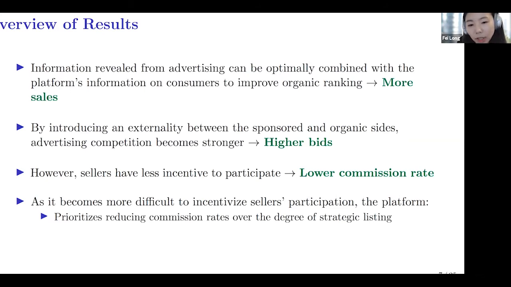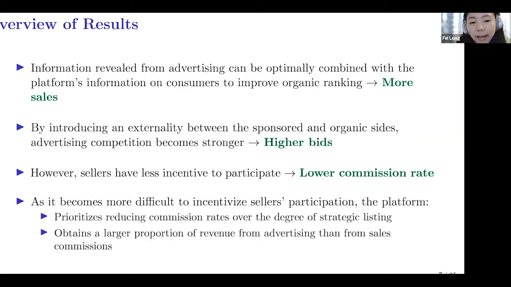So what we will show is as sellers' alternative becomes more attractive, the platform will first reduce commission rate. And only when it's impossible to reduce commission rate anymore, it will start to reduce the degree of strategic listing, ranking organic results less dependent on bids. And the overall effect is you will see the platform will realize a larger proportion of revenue from advertising than sales commissions. You can think about, over the years, Amazon is relying more and more on advertising. Alibaba is almost entirely on advertising.